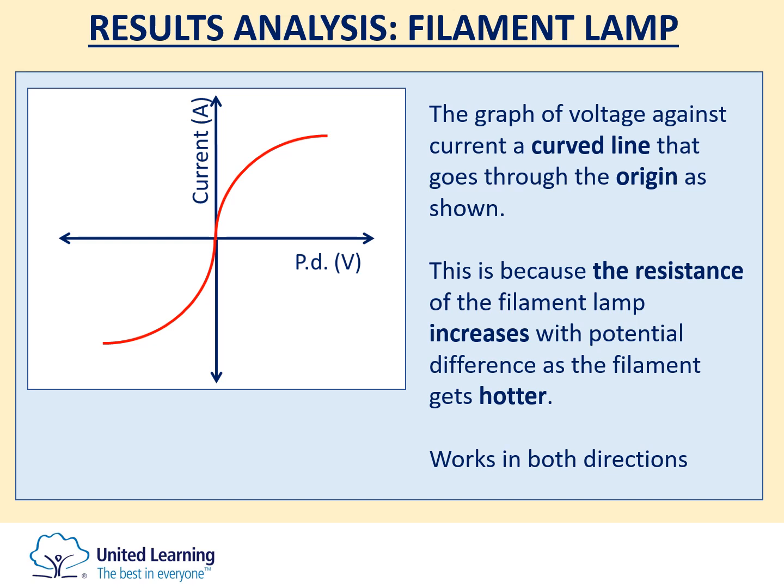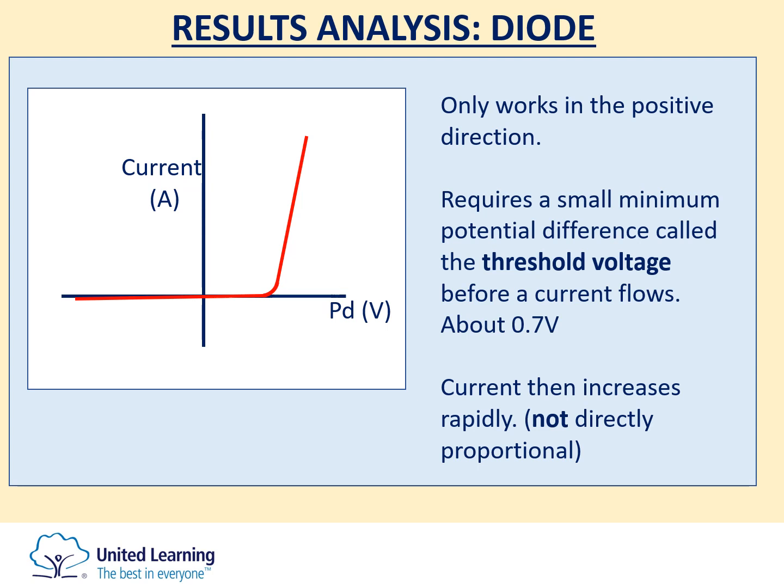The final component is the diode. When you plot the graph for the diode, you will discover that regardless of the potential difference in the negative direction, there is no current flow through the diode. The diode is a type of component that only works when the current is going in the forward or positive direction.